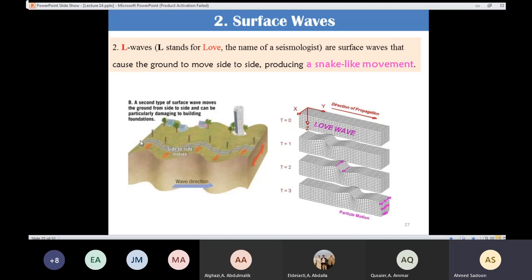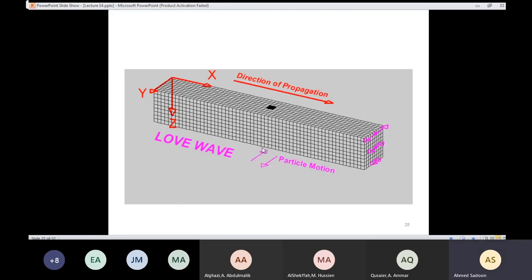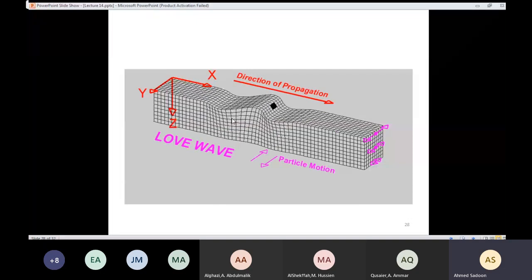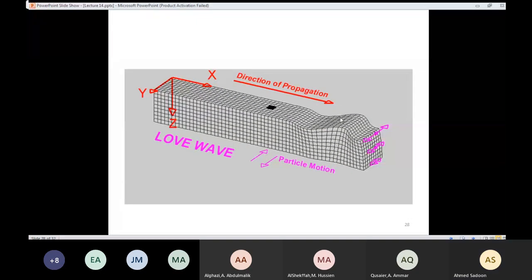Actually, the ground is going to move side to side. So this part is going to move in this direction, and that part is going to move in that direction. This part is going to move in this direction, and that part is going to move in that direction. So the direction is going to be like when you have a snake moving around. So here you can see the movement. It's just like a snake moving around. So this is the Love wave.